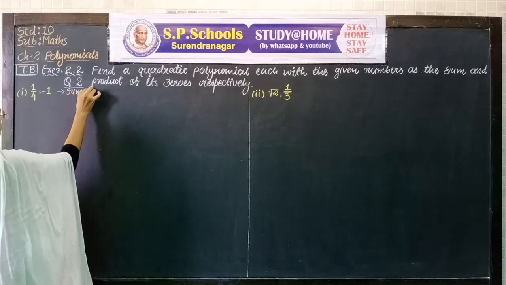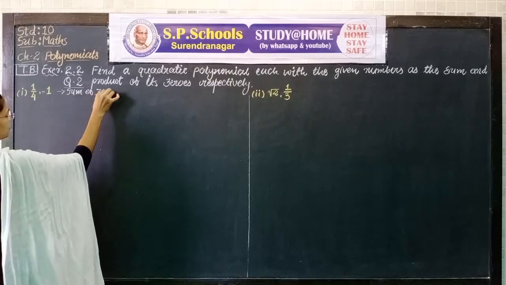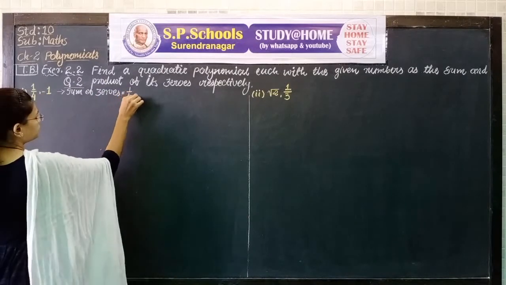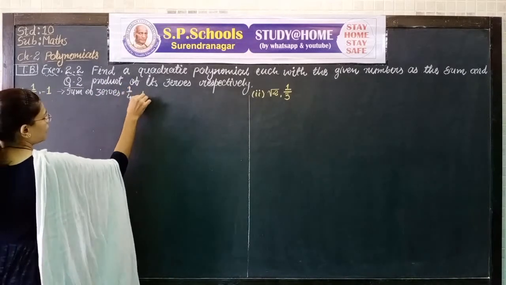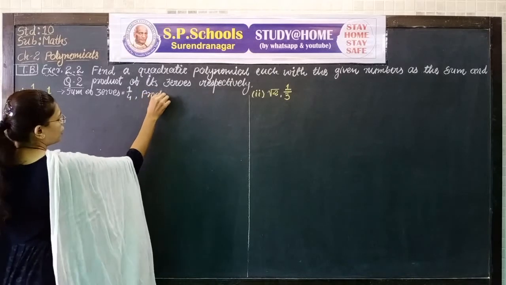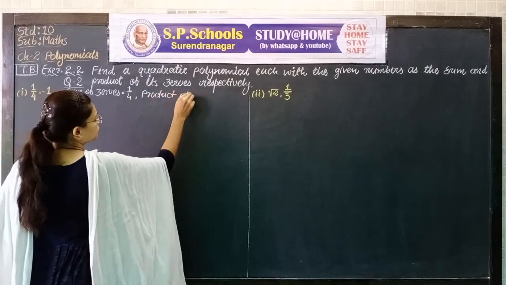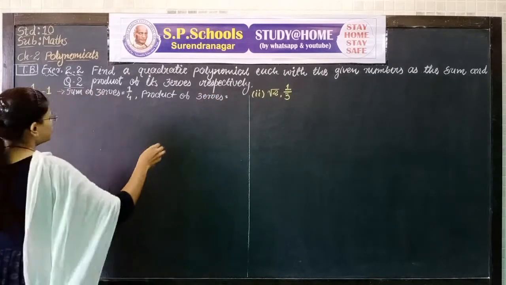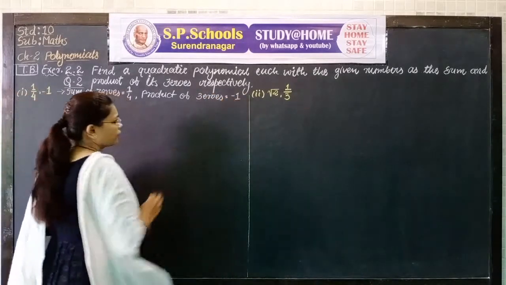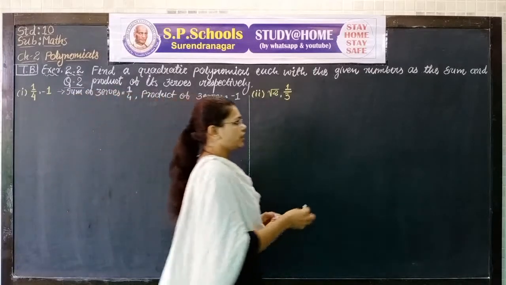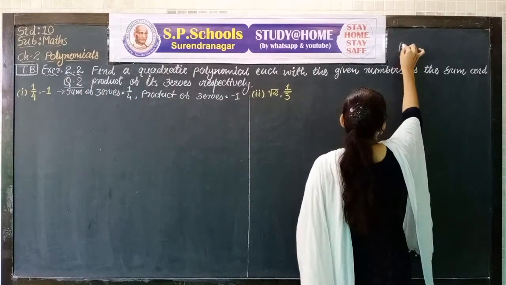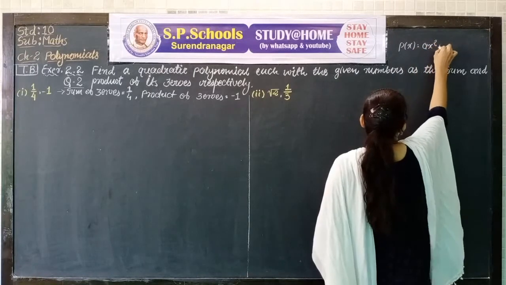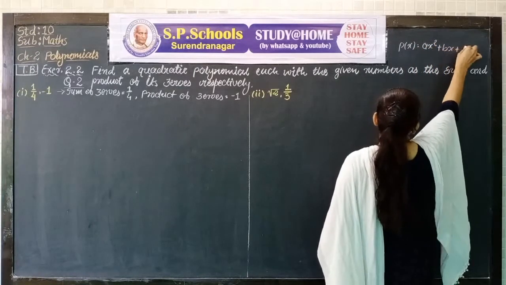Sum of zeros is equal to 1 upon 4 and product of zeros is equal to minus 1. We all know the standard form of a quadratic polynomial: p of x is equal to ax square plus bx plus c.